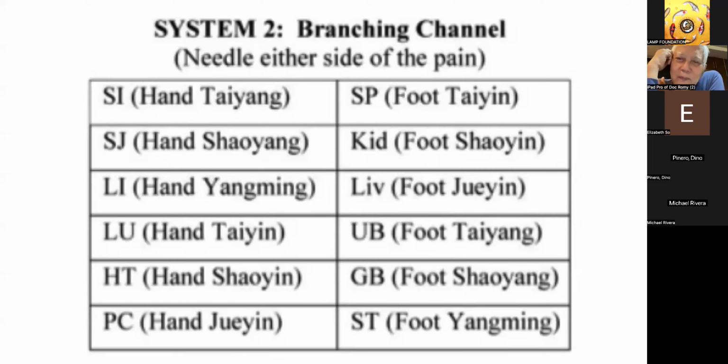Example pa po. Shoulder pain. Left shoulder pain. Sa ano? Sample lugar. Let's be specific. SI. TE tsaka LI po nandun. TE-LI. Kalimutan. SI11. Okay. SI11.